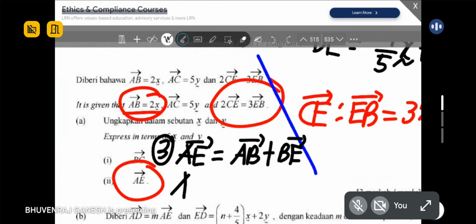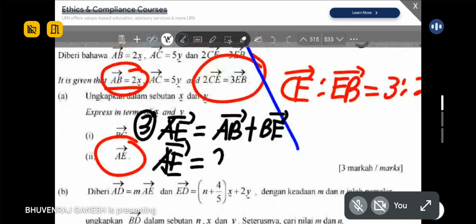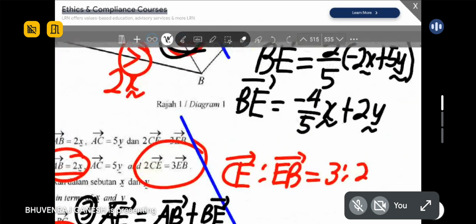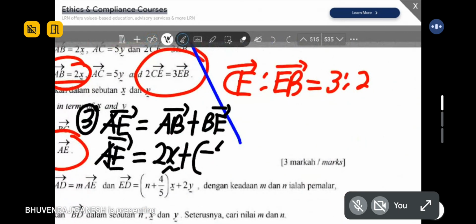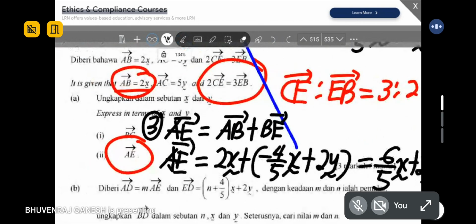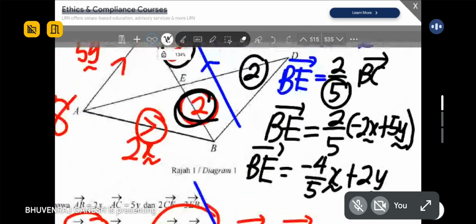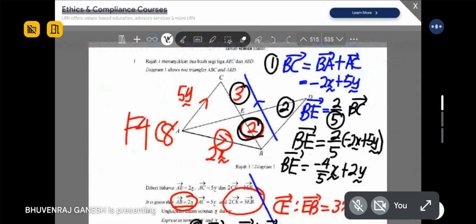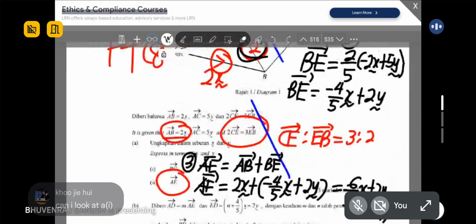Okay. So now AE is equal to AB. So AB is 2x based on the diagram. And then BE you guys found negative 4 over 5x plus 2y. So this is your answer. You can simplify. So 2 minus 4 over 5, you will get 6 over 5. So it's 6 over 5x plus 2y. This is your final answer. Okay? Are you guys clear? Clear how you solve this? Understand all the concept behind it? Can, guys?